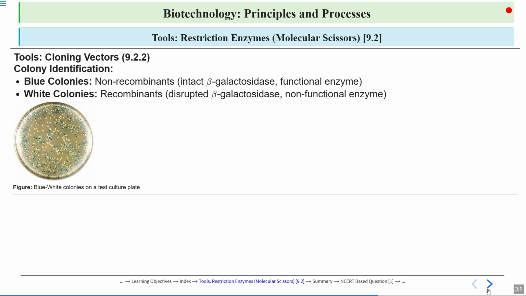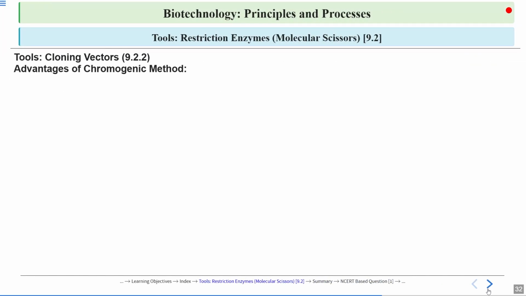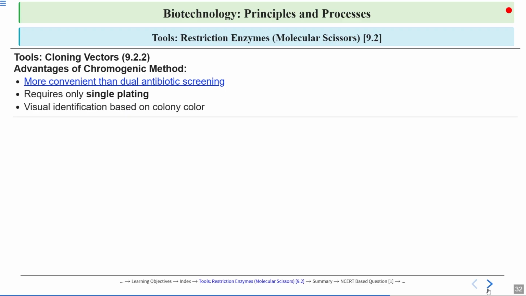The same figure has been shown here. What are the advantages of this chromogenic method? It is more convenient than dual antibiotic screening. It requires only single plating. It is visually identified based on the colony color.